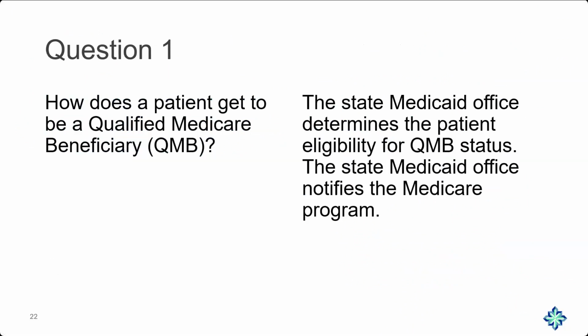Question 1. The first question we got was, how does a patient get to be a qualified Medicare beneficiary? It is actually done through the Medicaid office determining the patient is eligible for QMB status and they meet their Medicaid requirements of QMB. It's not something the Medicare program does. Instead, the Medicaid program does that.